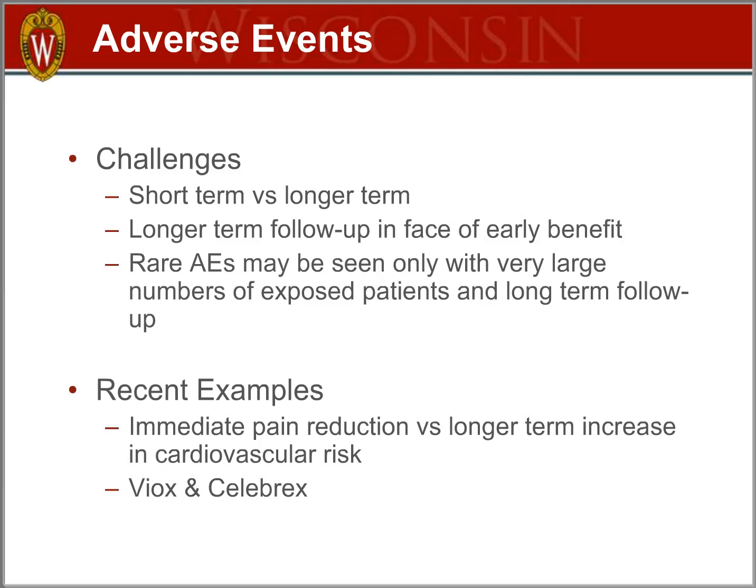But adverse events in general provide a lot of challenges in trials. Do you mean short-term adverse events, or are we thinking about longer-term? Longer-term follow-up in the face of early benefit. How do you deal with that? Rare adverse events may be seen only with very large numbers of patients and with long-term follow-up. There are recent examples of short-term pain reduction versus longer-term follow-up having been indicated to increase cardiovascular risk. Drugs in point are Vioxx and Celebrex.